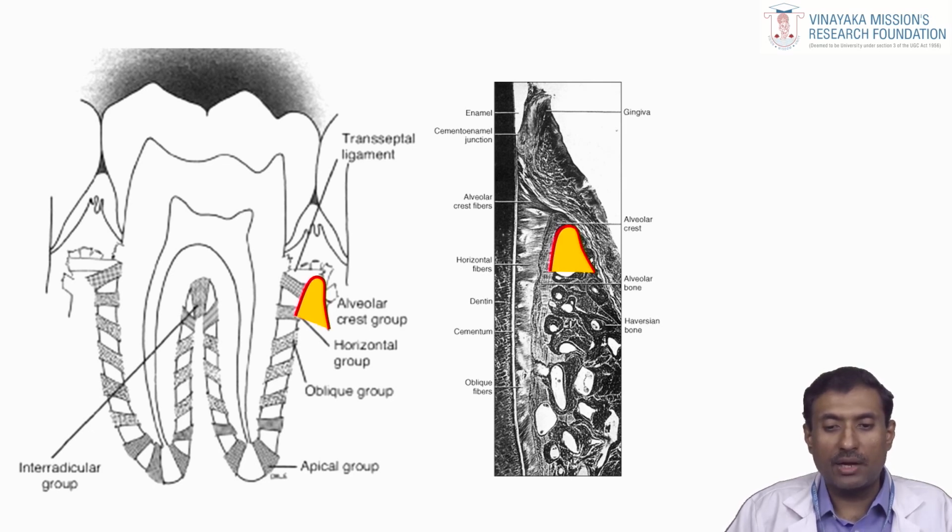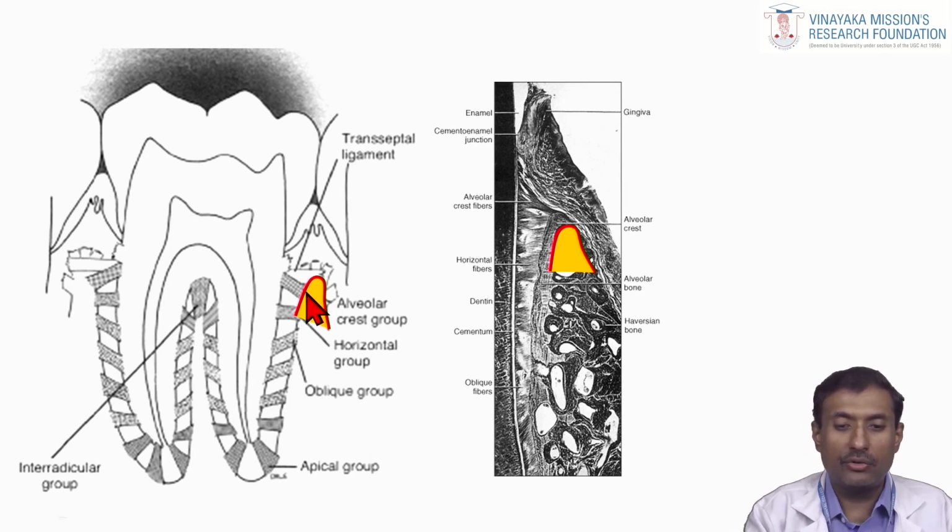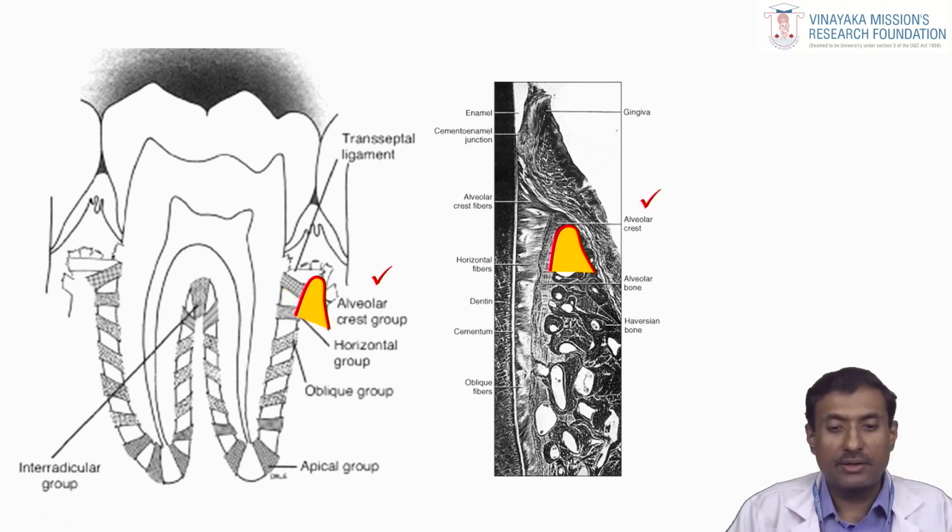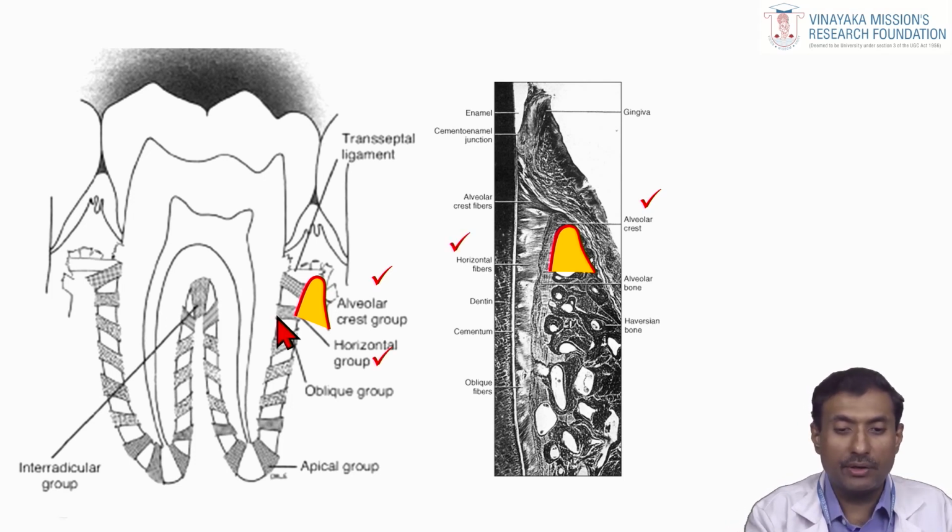The first set of fibers are the alveolar crest fibers. To identify that, what we can see here is I have tried to draw the area of the alveolar crest. This is the bone and this is the crest of the bone. The bone is called alveolar bone, therefore alveolar crest group fibers. The fibers are located here, the first set of fibers. The next is the horizontal group, as I mentioned, based on the direction. They are perpendicular to the long axis of the tooth.